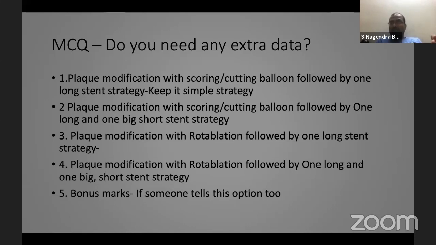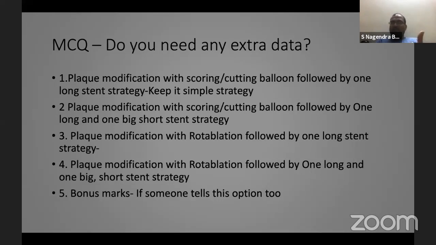Should I intervene in the left main or not? If I am going to intervene in the left main, am I going to use a single stent strategy or a two stent strategy, as sir rightly told? Number three, should I use any specific device related plaque modification? Should I use an AngioSculpt or cutting balloon or Wolverine balloon or rotablation?